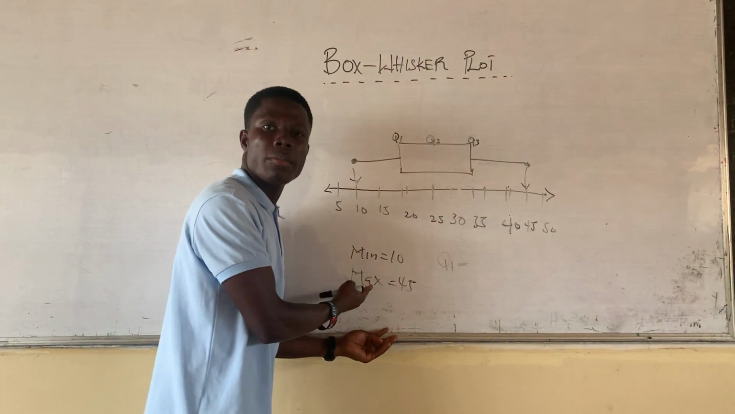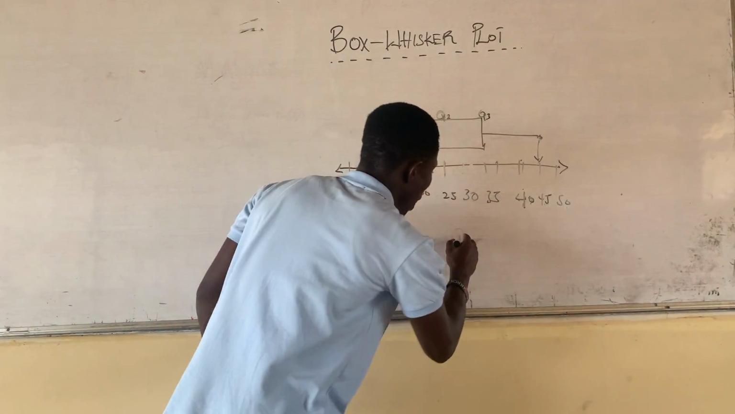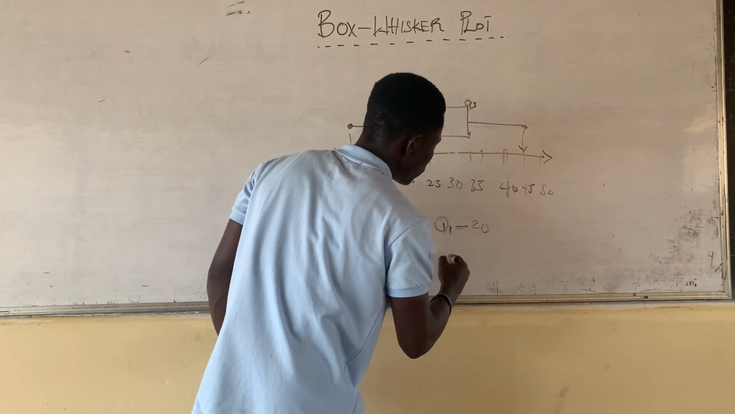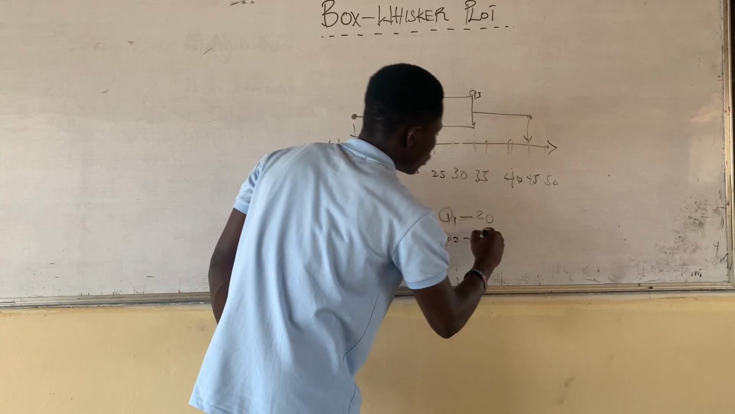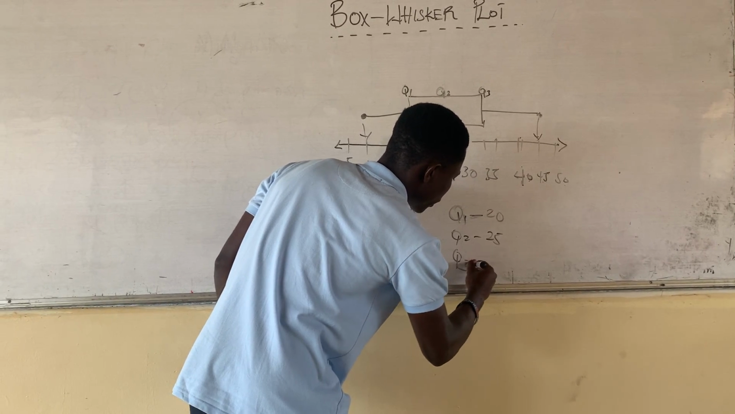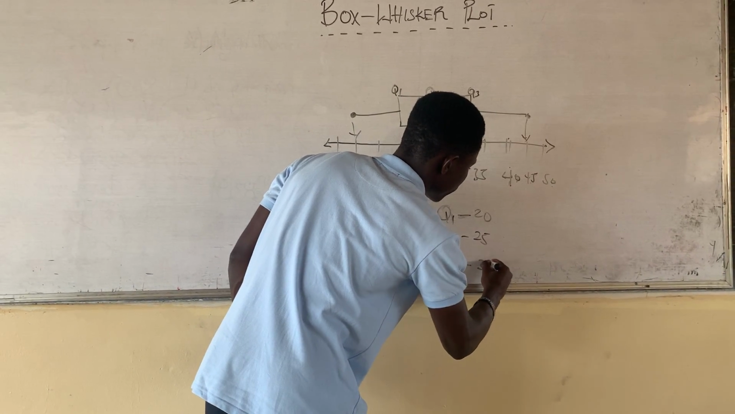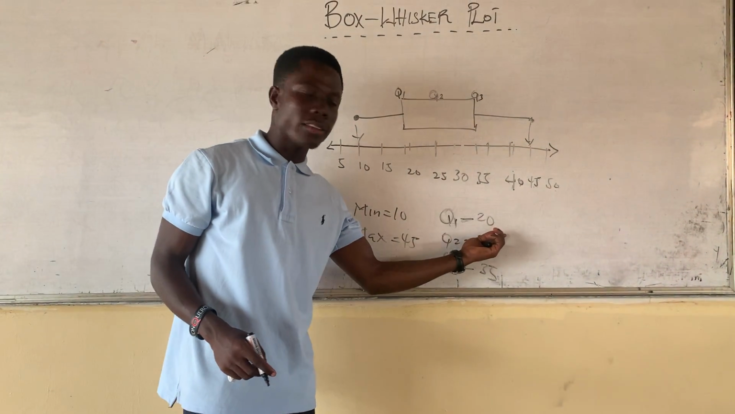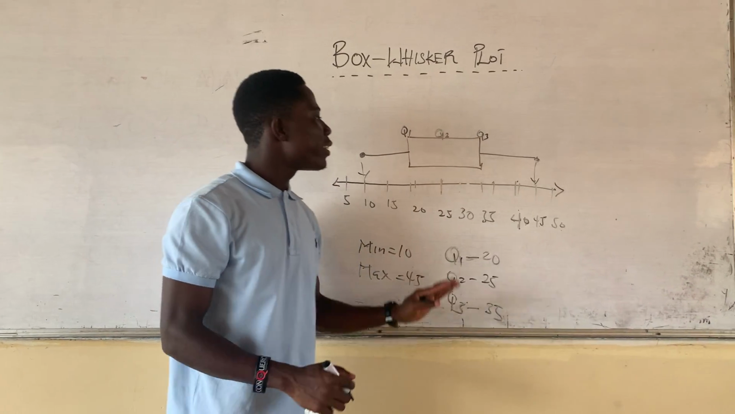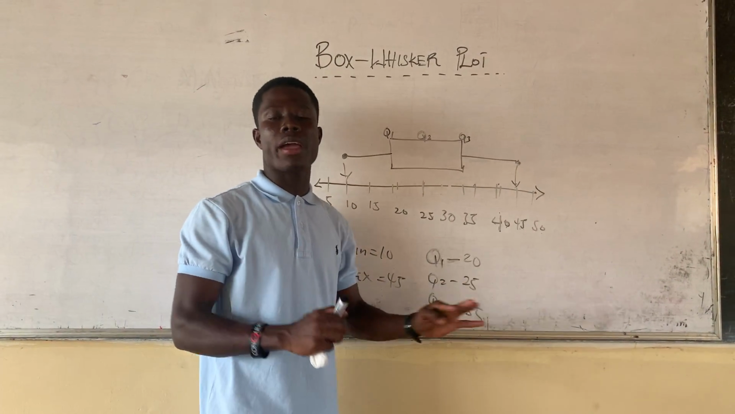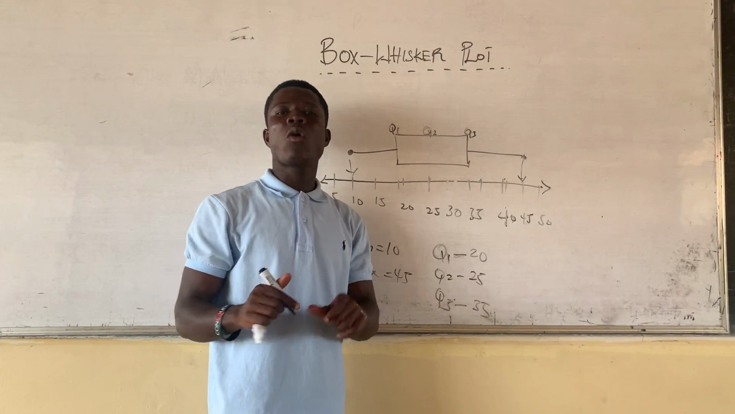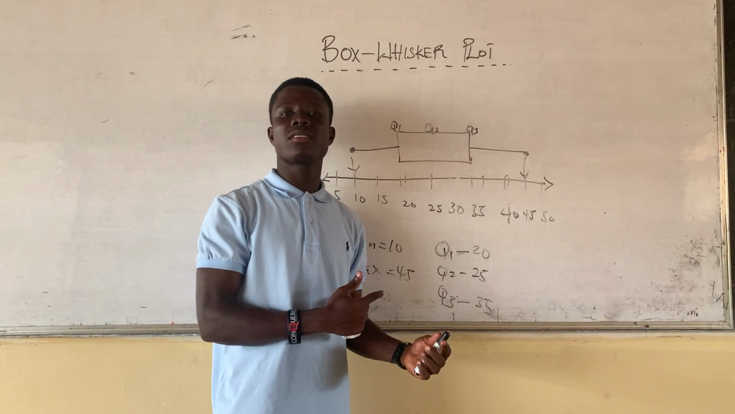We've identified our minimum number and our maximum number. Now we are saying that our Q1, our first quartile, is 20. Our Q2 is 25, and our Q3 is 35. So our first quartile is 20, our second quartile is 25, and our third quartile is 35. This is how we do the interpretation of a box and whisker plot. Please, I hope it is well understood.